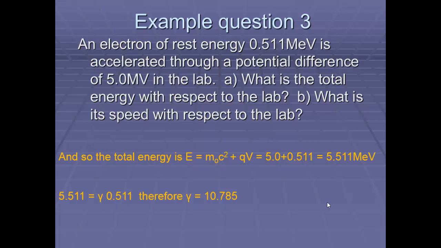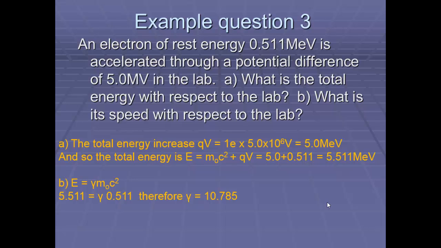Well, using the equivalence principle again, 5.511 equals the Lorentz factor multiplied by 0.511. So if I divide those through, it gives me a Lorentz factor of 10.785. And then that can be solved for v equals 0.996 times the speed of light. And there we are, a quick overview about relativistic mass and energy.